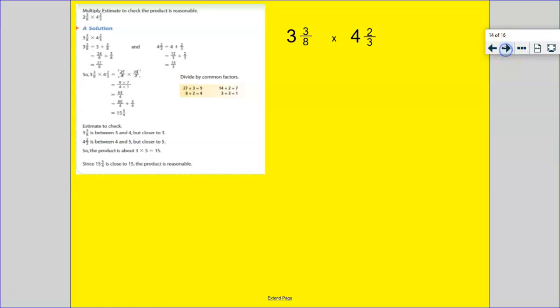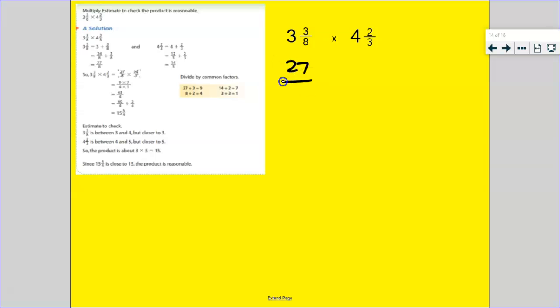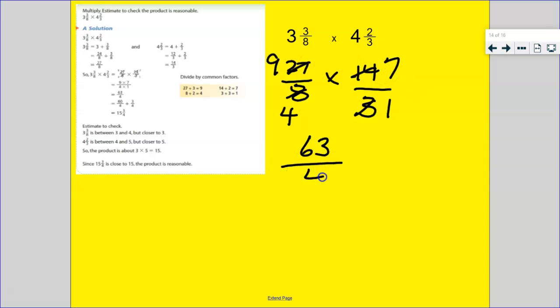All right, multiplying mixed fractions. Okay, we can do this in 2 ways. Let's go with changing to an improper fraction first. Okay, so 8 times 3 is 24 plus 3 is 27 over 8, and 3 times 4 is 12 plus 2 is 14 over 3. Going to look on that diagonal to see if I can reduce. I can. 3 divided by 3 is 1. 27 divided by 3 is 9. Here we can use 2. 14 divided by 2 is 7. 8 divided by 2 is 4. And now we can just multiply. 9 times 7 is 63 over 4.